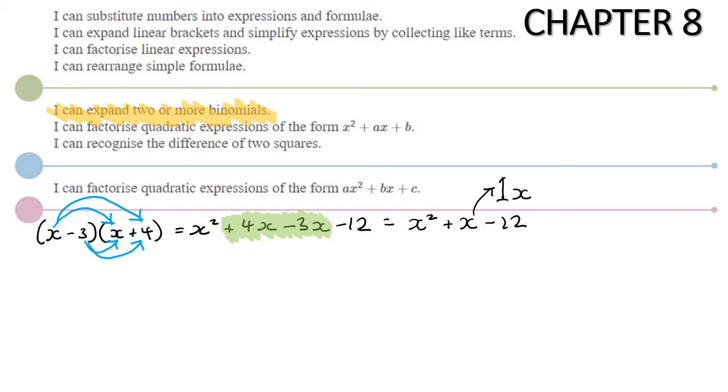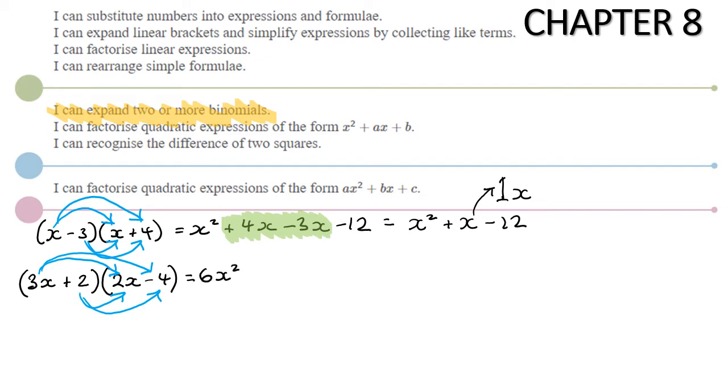Here's one that's a little bit more tricky, so let's have 3x plus 2 in the first bracket, and in the second bracket we'll have 2x minus 4. So same 4 arrows, 1, 2, 3, 4. Let's multiply this out and then simplify it. So I'll have 3x times 2x, that's 6x squared. 3x times negative 4 is negative 12x. 2 times 2x, that's 4x. 2 times negative 4 is negative 8.